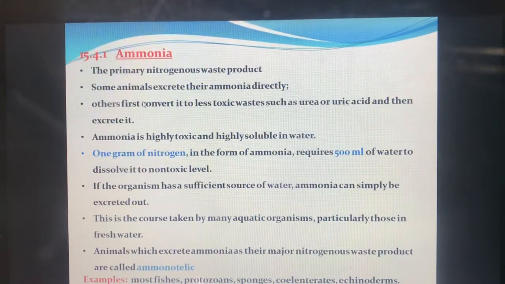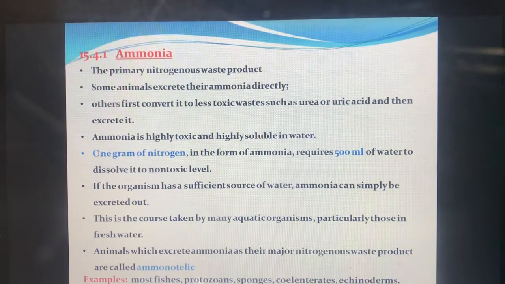Then we have to take these nitrogenous waste products one by one. First of all, we are taking ammonia, the primary nitrogenous waste product which is produced in man. This is basically the primary waste product, and later on it's converted into urea. But some animals excrete their ammonia directly, for example freshwater animals. Others first convert it to less toxic waste such as urea or uric acid and then excrete it. And the example is again what?